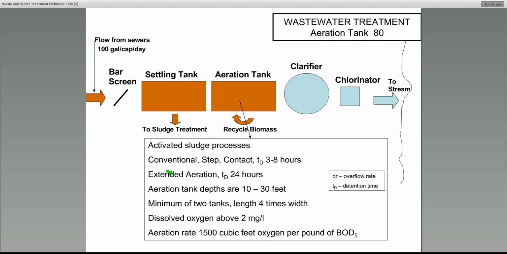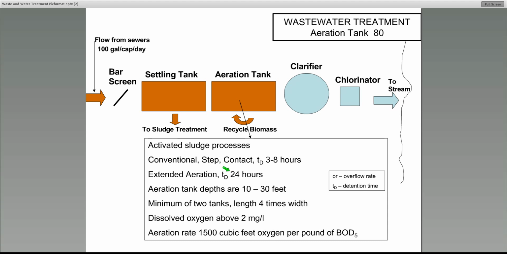Extended aeration would be for a small package treatment plant where the settling tank and the aeration tanks are combined. If you have combined tanks, you have a lot more solids in there when you try to aerate it. Here you've already removed a lot of the solids, the heavy solids, so you only have light solids, and the contact time you only need is 3 to 8 hours. But if these two tanks are combined, you need a contact time of 24 hours, a full day.